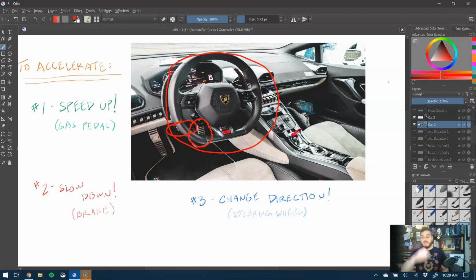I know that's weird because in regular, everyday conversational English, when we say accelerate, we just mean this one. We only mean speed up. But in physics speak, we have 3 different ways. We need to be comfortable thinking about it.